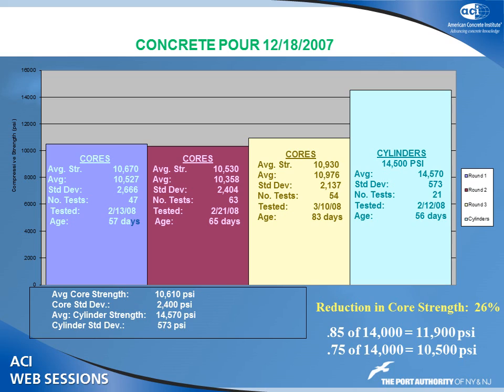Our inspector noticed a lot of foaming on the top of the pour, so we decided to pour the concrete anyway. The worst thing we ever did. Look at this: 10,600, so that was at 57 days.